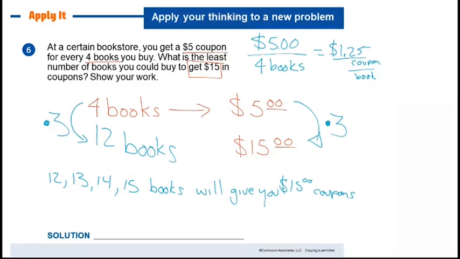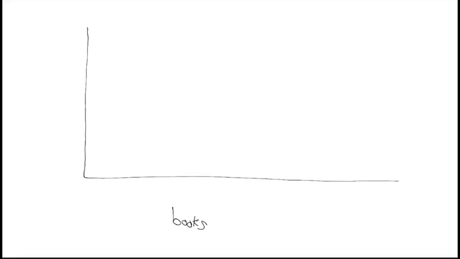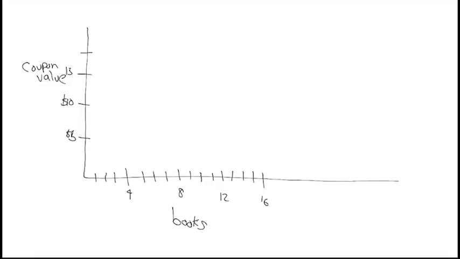What you're actually getting, I'm going to add another screen here with a little graph for you, just so you guys can understand this. And this is a little bit different than what we had before. So on this axis, I have books. On this axis, I have coupon value. So I'm going to do 1, 2, 3, 4, 5, 6, 7, 8, 9, 10, 11, 12. Actually, I'm going to make this $5, $10, $15, and I'll make this one $20.